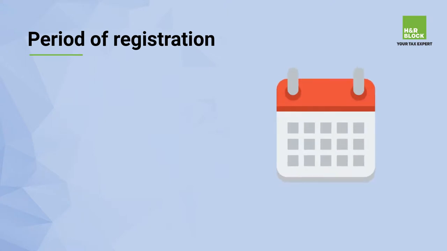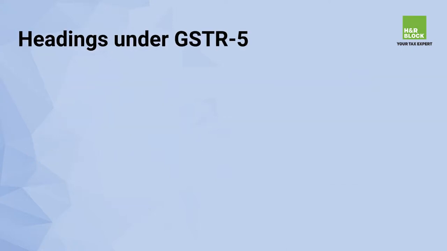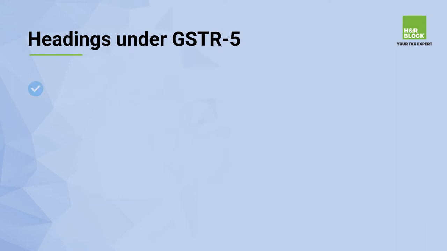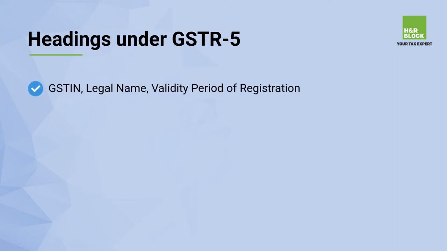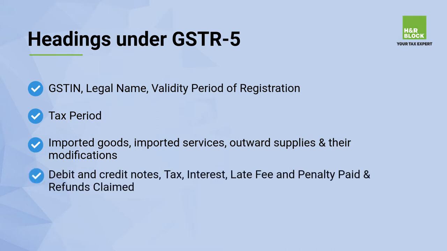What is the time period for registration? Period specified in the application or 90 days from the date of registration, whichever is earlier, will be applicable. What are headings under GSTR-5? GSTIN, legal name, validity period of registration, tax period, imported goods, imported services, outward supplies and their modifications, debit and credit notes, tax, interest, late fee, penalty paid, and refunds claimed.